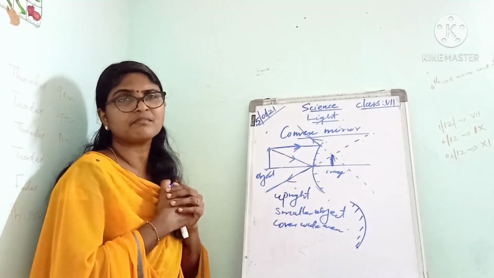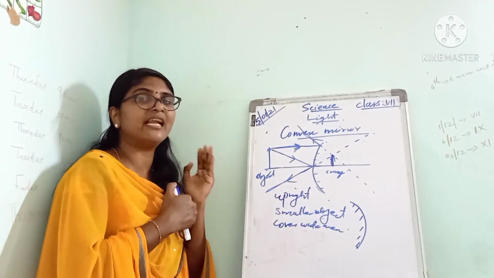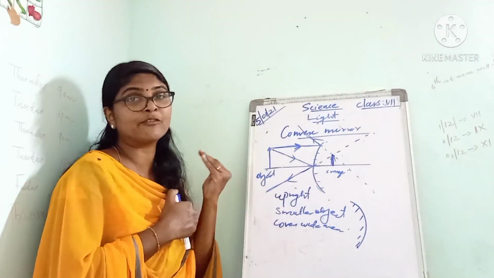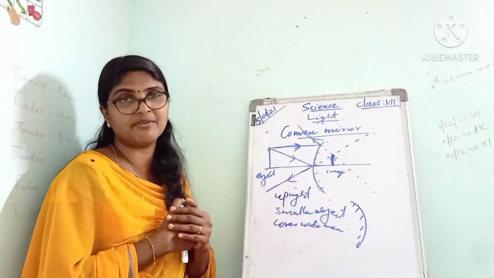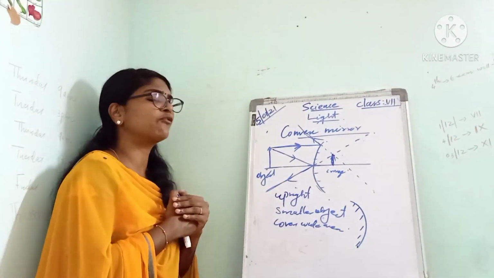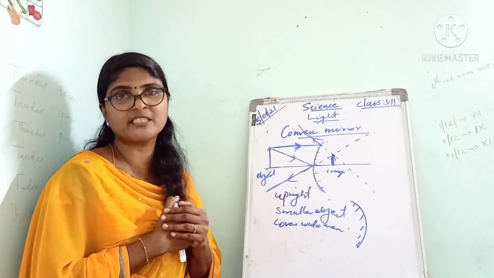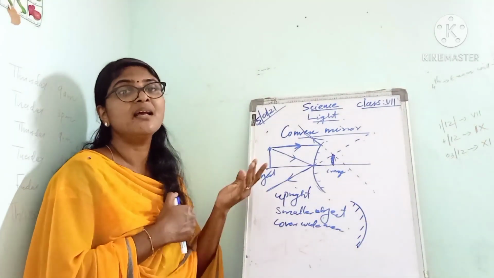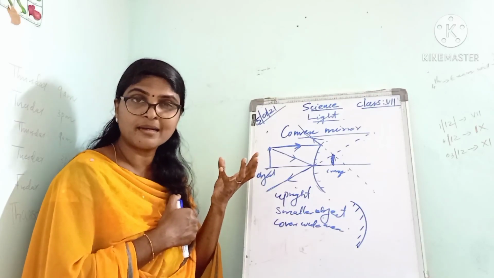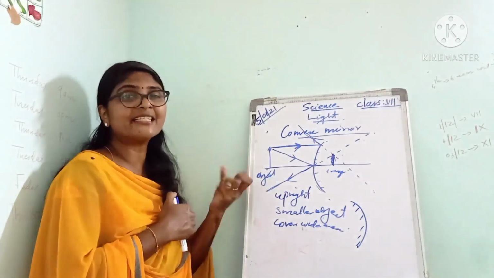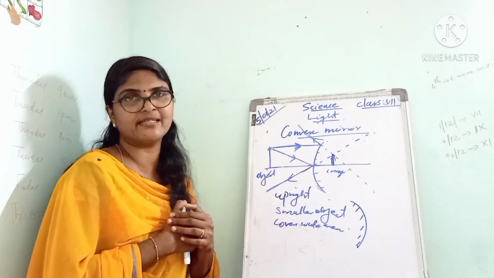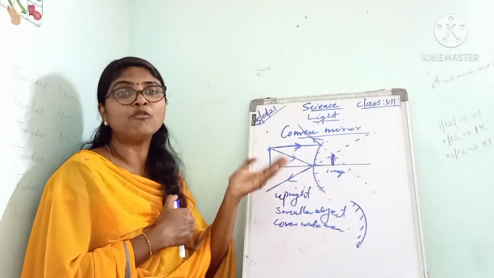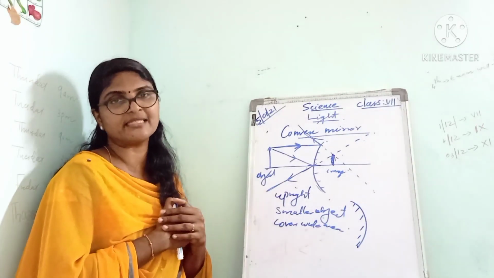Listen to it. Okay children, in today's class we have learned about spherical mirrors. Spherical mirrors are otherwise called curved mirrors because they have curved surfaces. The spherical mirrors are of two types, the concave mirror and the convex mirror. Concave mirrors are the spherical mirrors whose curved inner surface acts as the reflecting surface. And in the case of a convex mirror, the outer curved surface is the reflecting surface.